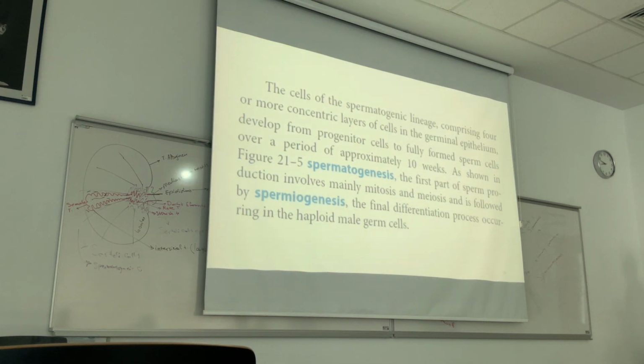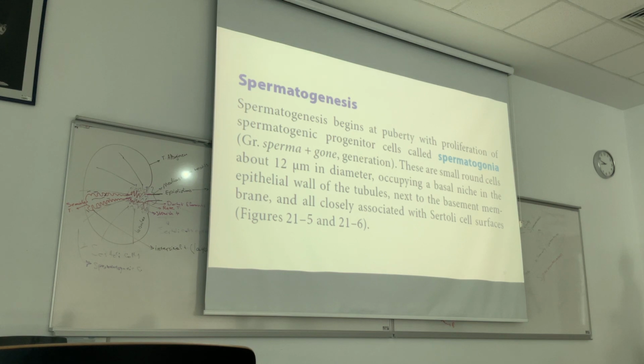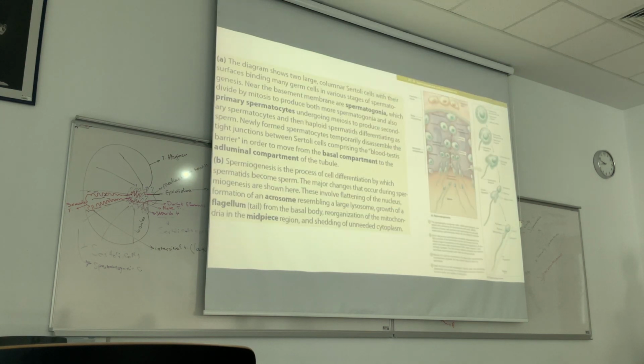We have the spermatogenesis, spermiogenesis. We talked about these structures, spermiogenesis. Here you can see the same stages. And in this part, what is the name of this stage?